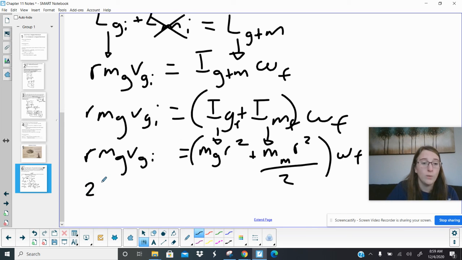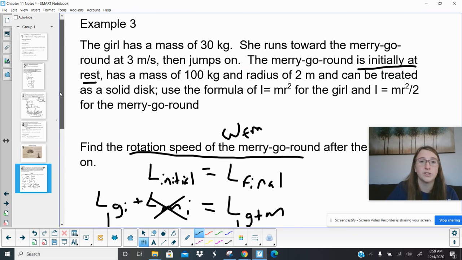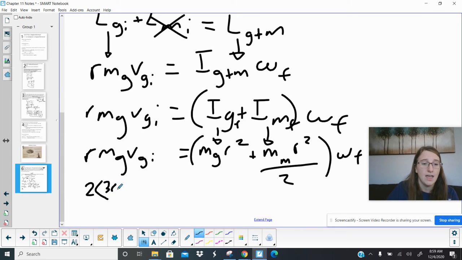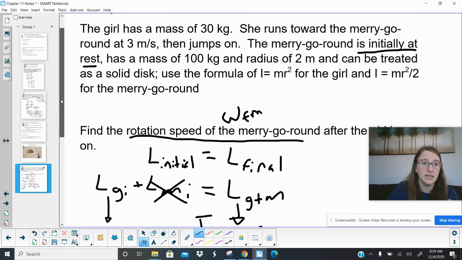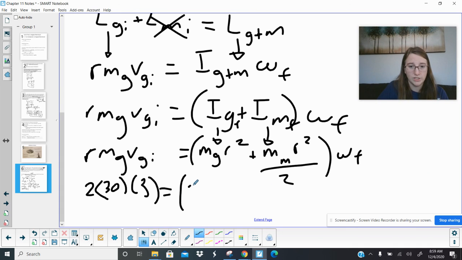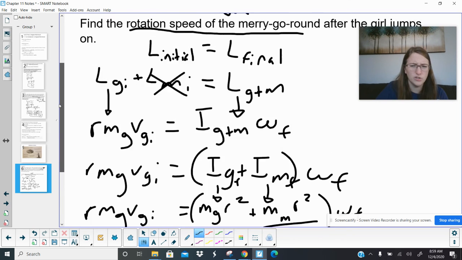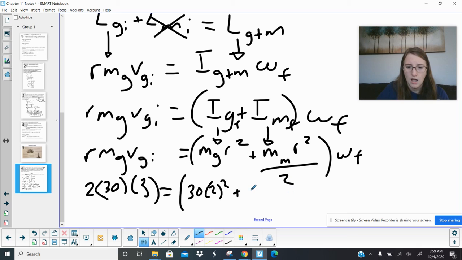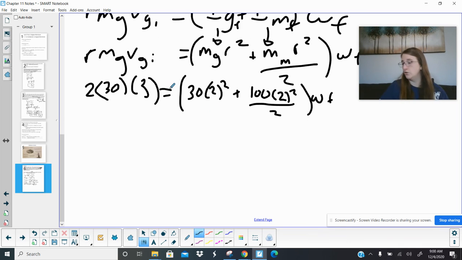So we got 2. We need the mass of the girl, because this is her momentum before, so 30. And her initial speed is 3. Then afterwards, we have the mass of the girl, which once again was 30, times the radius squared, plus the mass of the merry-go-round, which is 100 kilograms, times radius squared over 2, times omega final. And then we just got to do a lot of reorganizing.